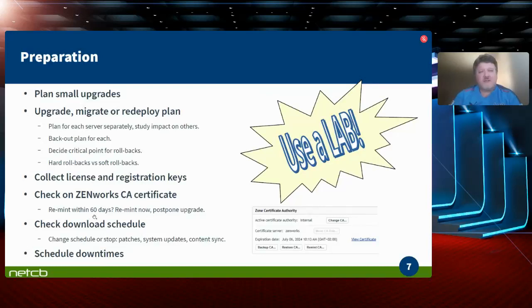Check on the CA certificate. The last thing you want is being in an upgrade process and then realize the certificate ran out and you have to remint it. Now, this certificate typically lasts for 10 years. It's a CA certificate after all. But if you only have 60 days left, rather remint that certificate, because you have to wait for a few weeks so it reaches all the different components in ZENworks.